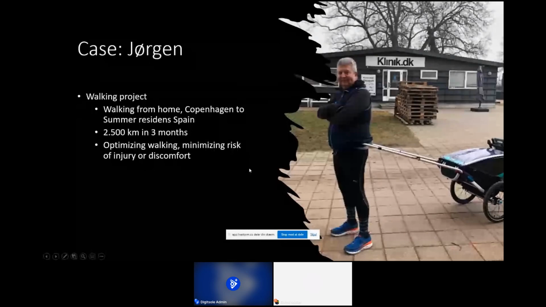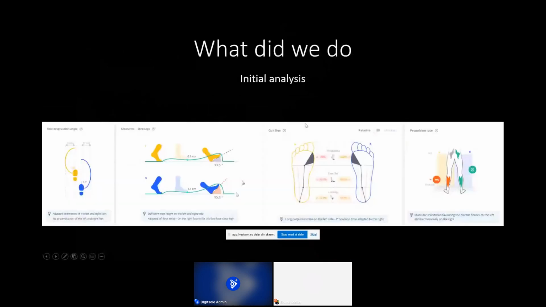So we addressed it. And what we did is that we took this initial analysis with the Hoka Bondi, and we looked into some of the differences that we can see in his analysis. So we saw here that he had some issues around the rotation that was different from left to right when he was walking.